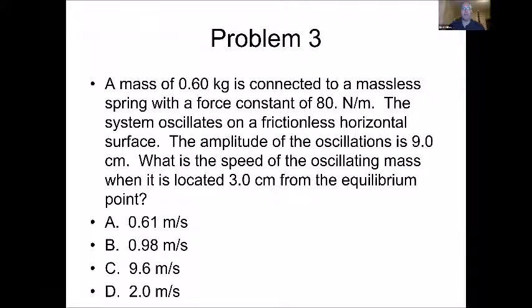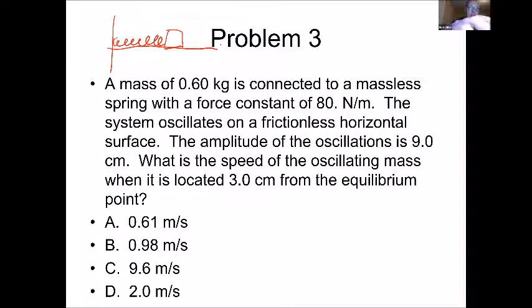So we've got this mass connected to a massless spring. And realize there is no such thing as a massless spring, but they're trying to take out some variables here. So they think about the spring as not having mass. So here's our box on this horizontal surface. So the amplitude, the maximum displacement is 9 centimeters. What is the speed when it's 3 centimeters?